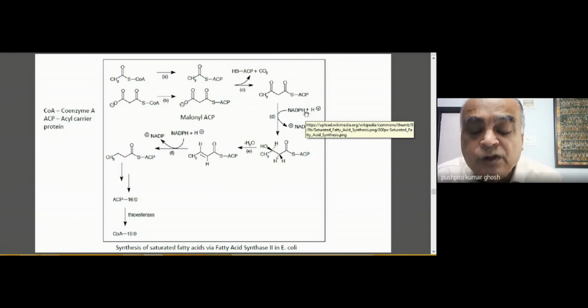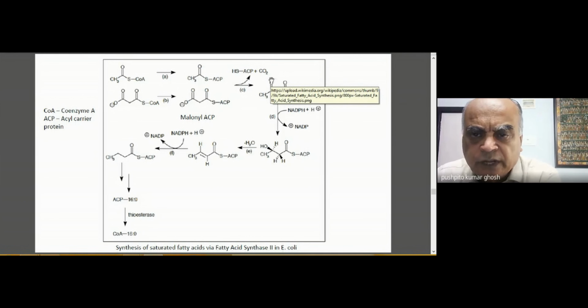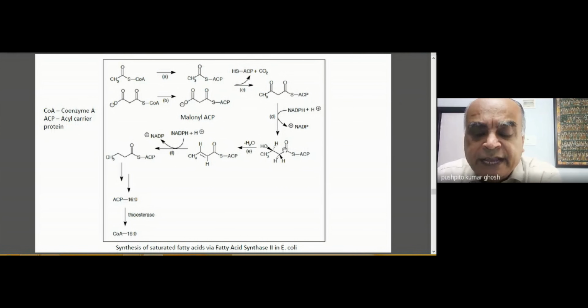What does NADPH do? It's a reducing agent. The beauty of NADPH is that it can reduce both carbonyl groups as well as olefinic groups, and both are used in this process. What's happening? The NADPH is going and reducing this carbonyl, and so it has become CH3CHOH connected to this CH2. So the carbonyl has become OH. That's all, through the reduction with NADPH.